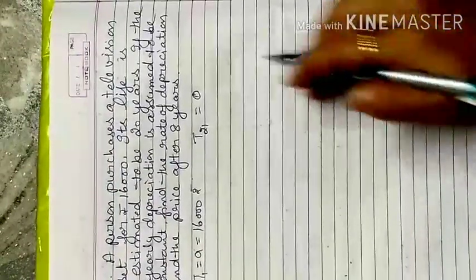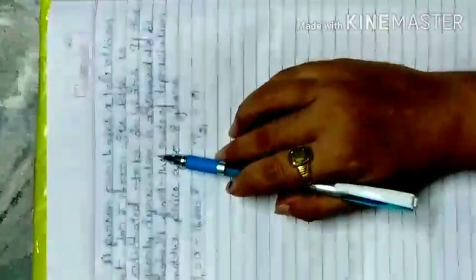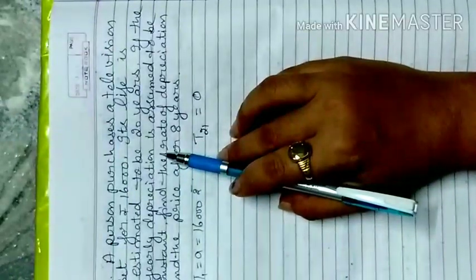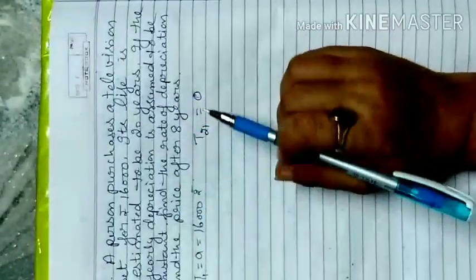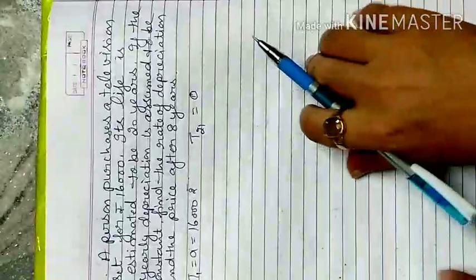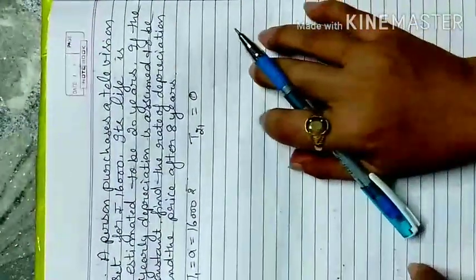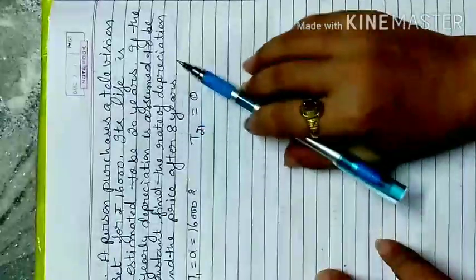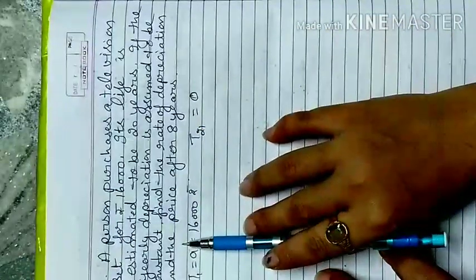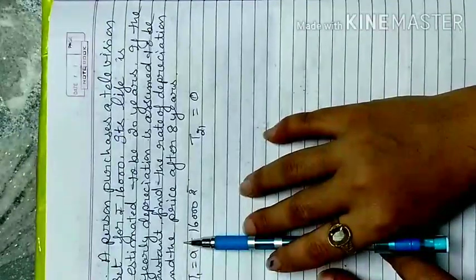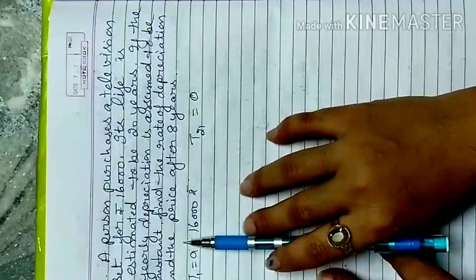Now they said that yearly depreciation, meaning decrease in actual price, is assumed to be constant. Constant means every year a fixed quantity will be reduced from the previous year. Year by year a fixed quantity is reduced. Find the rate of depreciation. You have to find how much rupees will be reduced each and every year. Basically we have to find the difference.